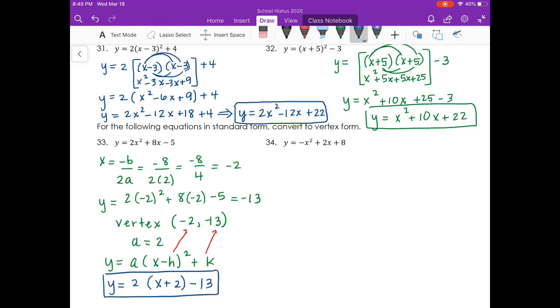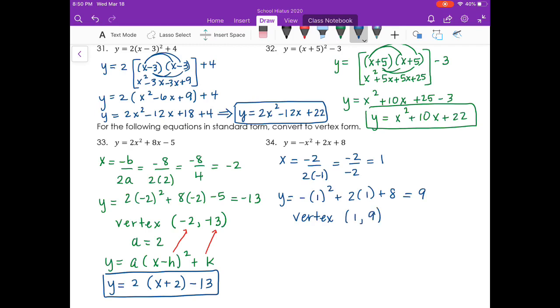Repeat the same process for number 34, using opposite b over 2a to find the x-coordinate of your vertex, substituting it into the original equation to find the y-coordinate of the vertex, and then identifying the value of a as -1. The vertex form of this quadratic function is negative x minus 1 quantity squared plus 9.